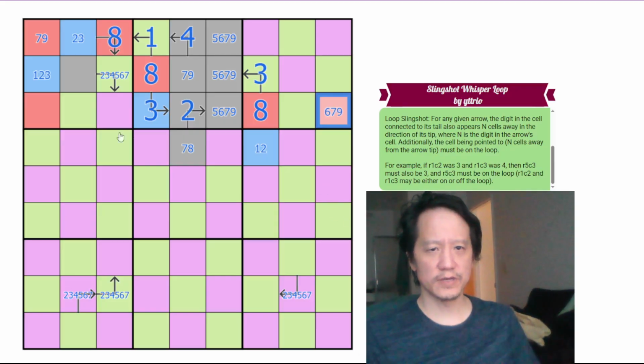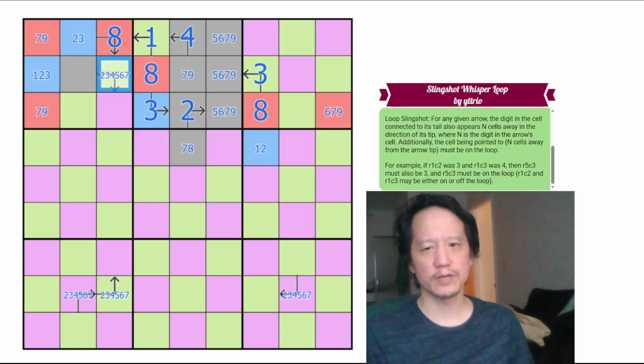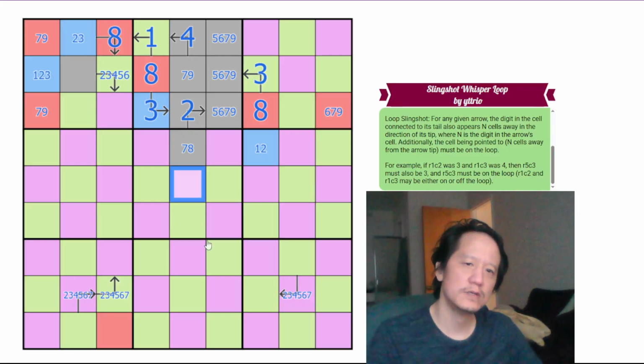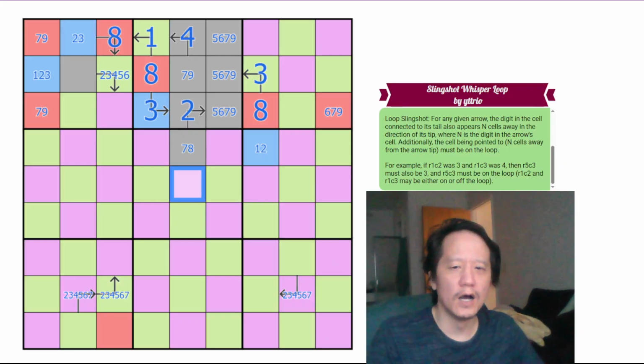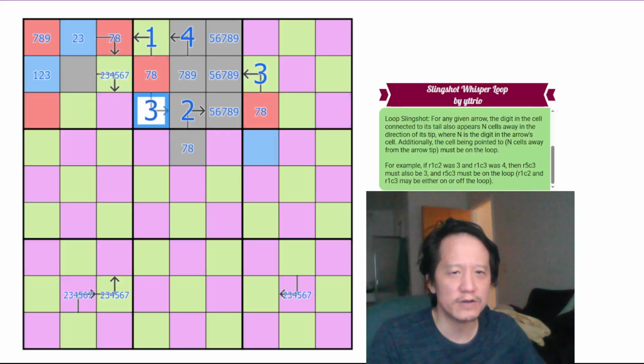This could be 6, 7, or 9. It has to be 7 or 9 because this would be next to 2 unique digits no matter what. So this can't be 7. This is 8. That means this has to be on the loop. But it's a high digit. Yeah, that's the way you can figure that out.